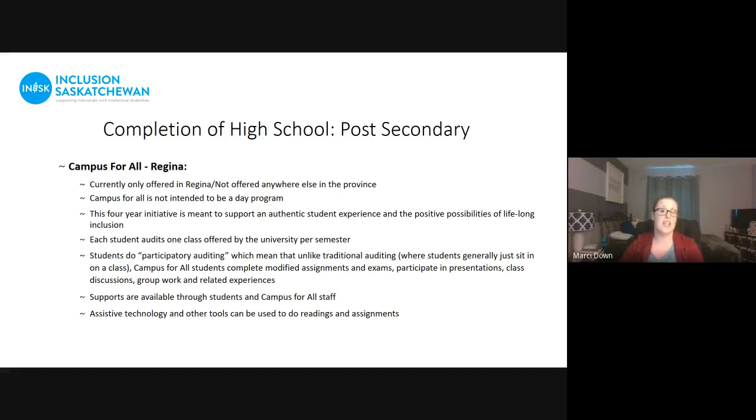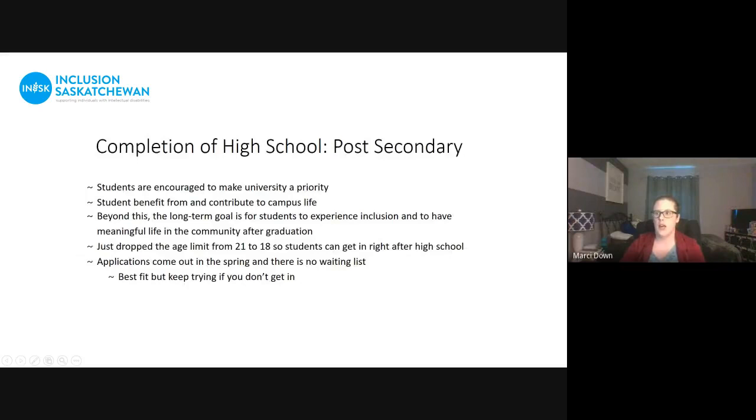And then there's also staff in the Campus for All program that can sit down and help out with those supports as well. And then using assistive technology and other tools for reading assignments and lots of different pieces of schooling that they'll be taking. Students are encouraged to make it a priority. The reason that this is something to bring up is because there's only so many spots that can be offered a year. So I think it's between 2 and 4 spots. I want to say 12 spots in total.